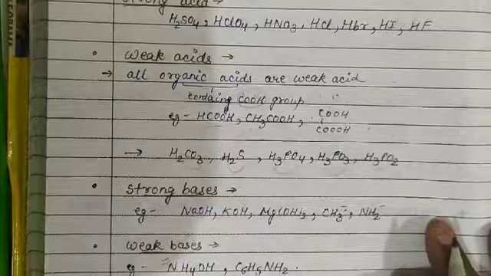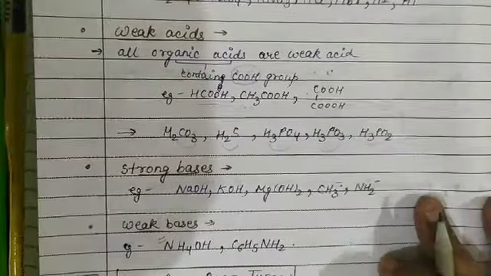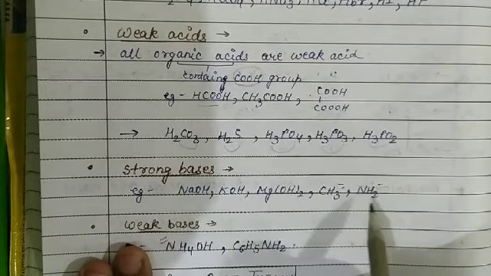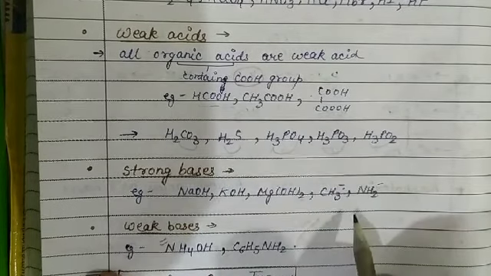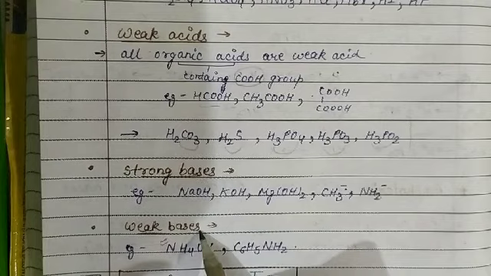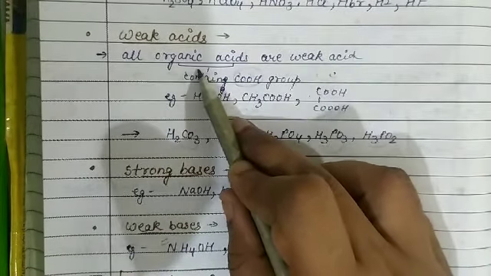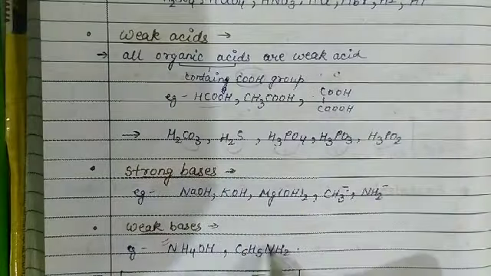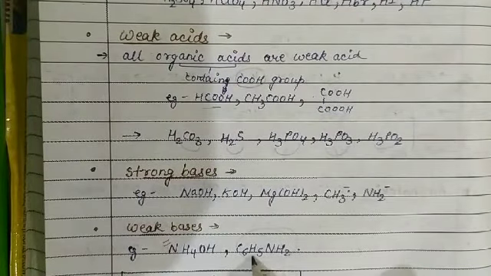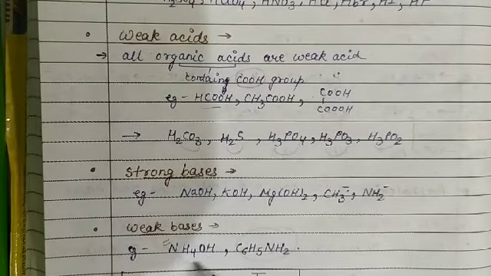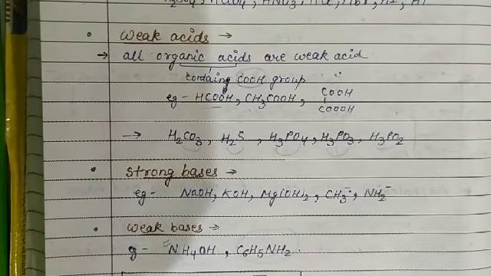Now we will see strong bases. For example, NaOH, KOH, Mg(OH)2, CH3-, NH2-. These are all strong bases. Also weak bases: like all organic acids are weak acids, all organic bases are weak bases. For example, aniline, methylamine. These are organic bases, and all organic bases are weak bases. And NH4OH is also a weak base.